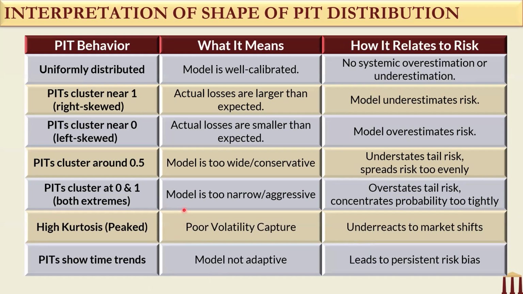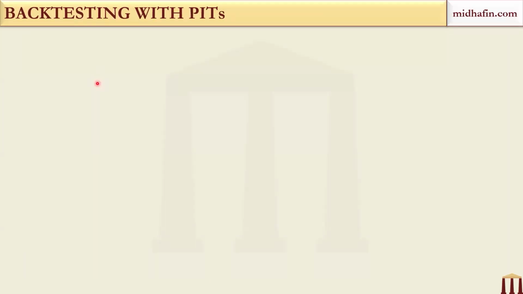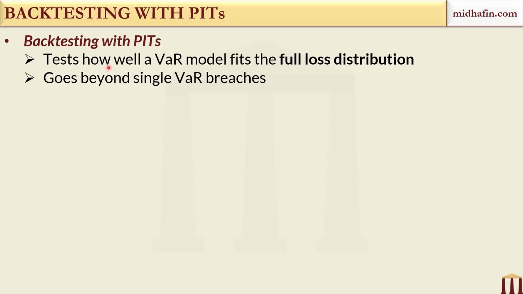Okay, let's now discuss how we backtest with probability integral transform. So this is closely tied to what we explored earlier. We just don't care about whether the losses breach a single VaR threshold or not. We want to see if the entire predicted loss distribution matches with what actually happens. So we go beyond single VaR breaches.